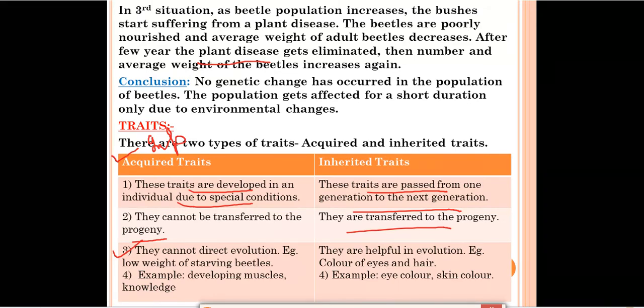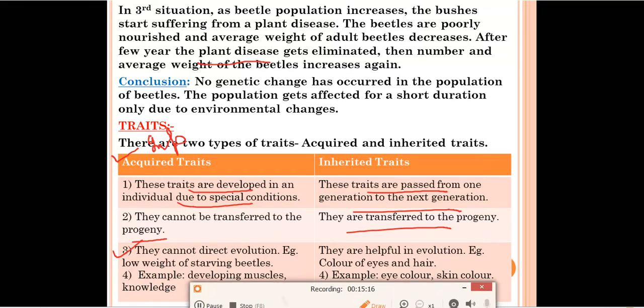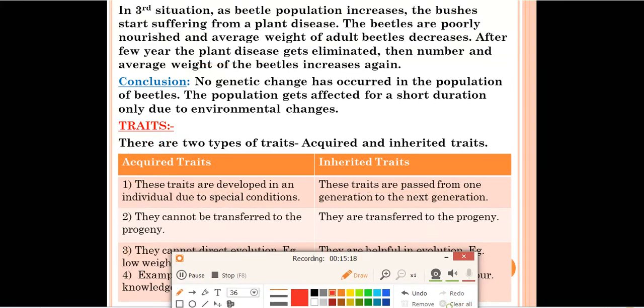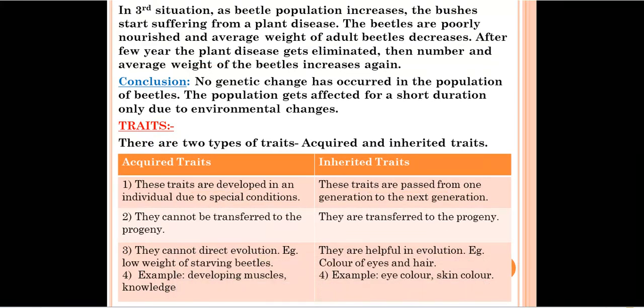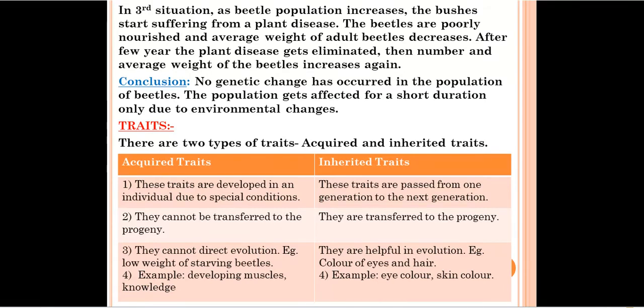Like that, in inherited traits, inherited means what we inherit from the parents. Like eye color we can take from our parents, skin color can also be the same. So these are the differences between the acquired traits and the inherited traits. I hope you all have understood the differences between acquired and inherited traits.